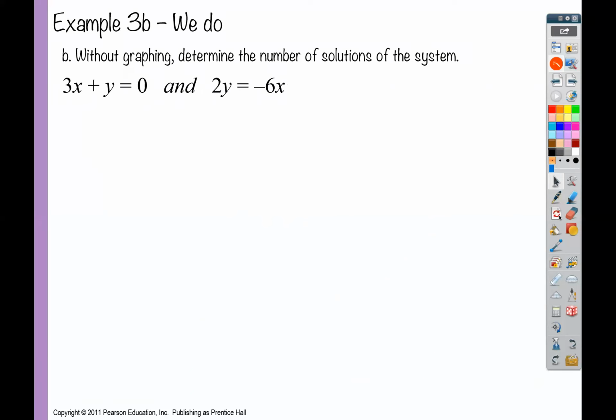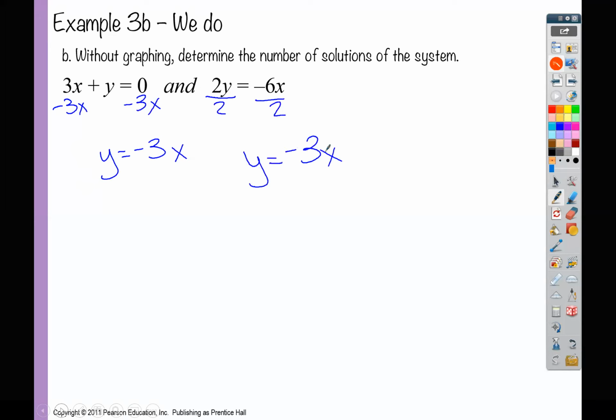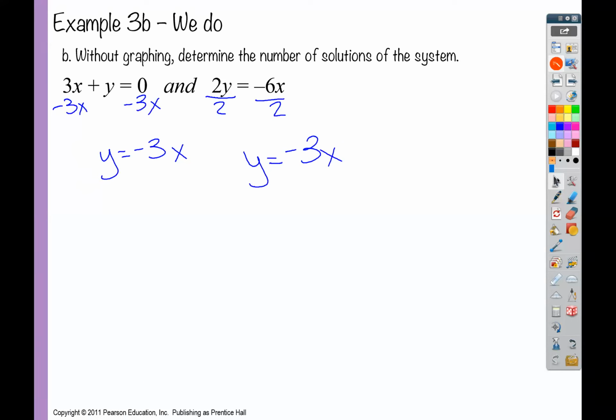All right, 3B, without graphing, determine the number of solutions to the system. So same thing, we're going to put these both in slope-intercept. So I'm going to subtract 3x from both sides. So I get y equals -3x. And over here, I would have to divide by 2 to isolate the y, so I get -3x. What do we see? The two lines are identical, so there are infinitely many solutions.